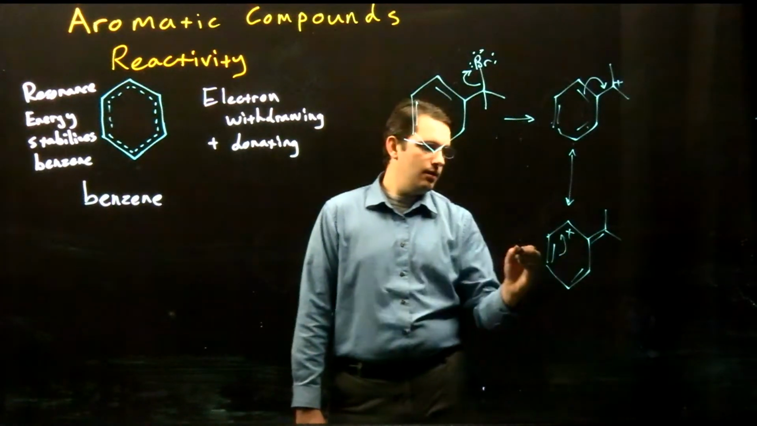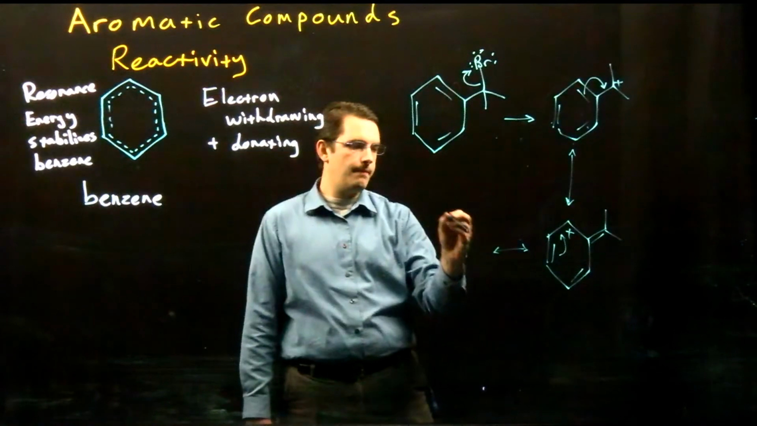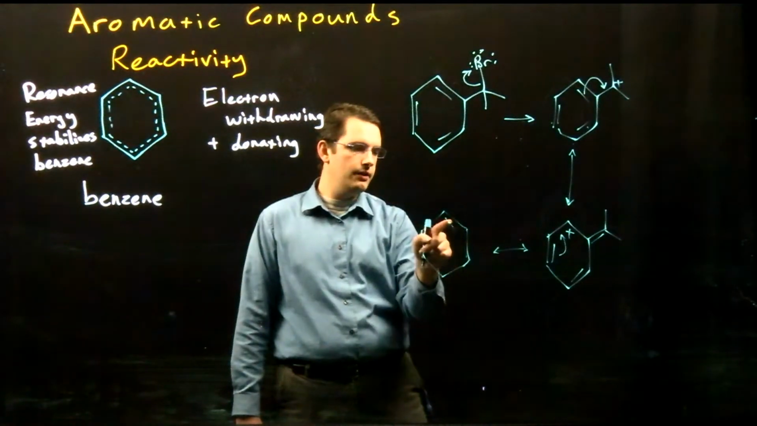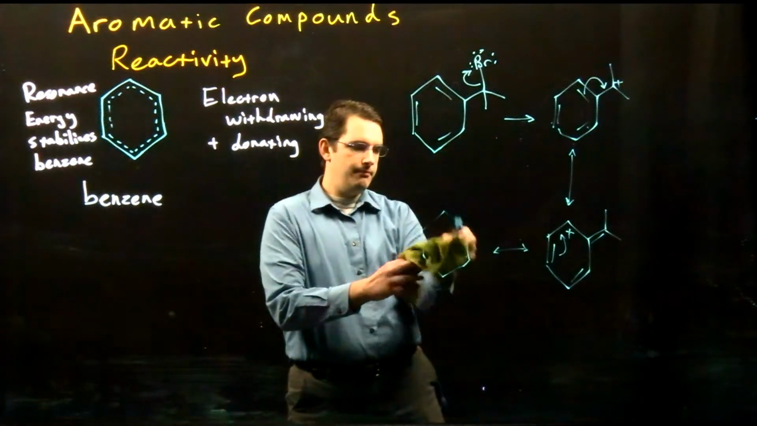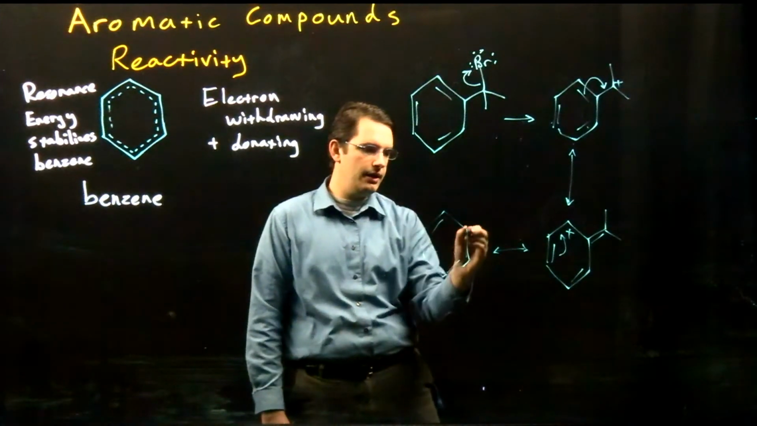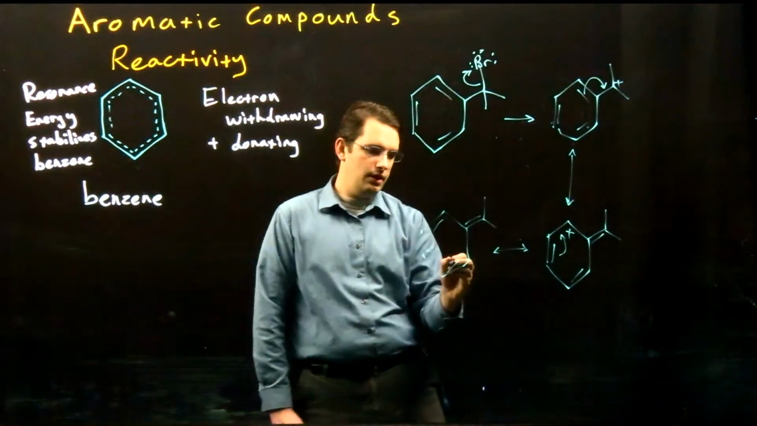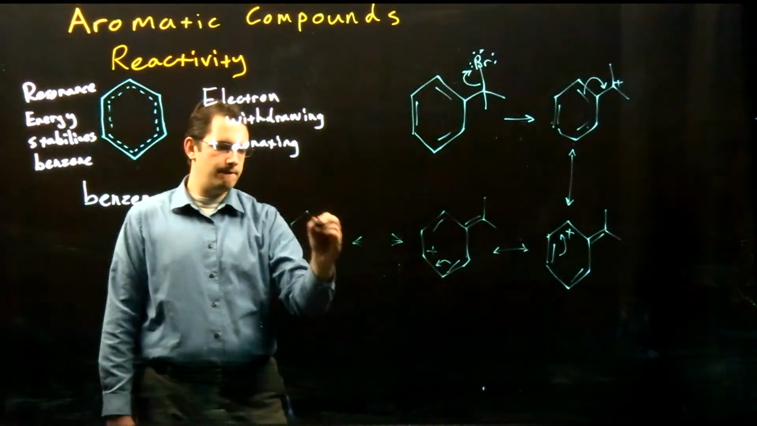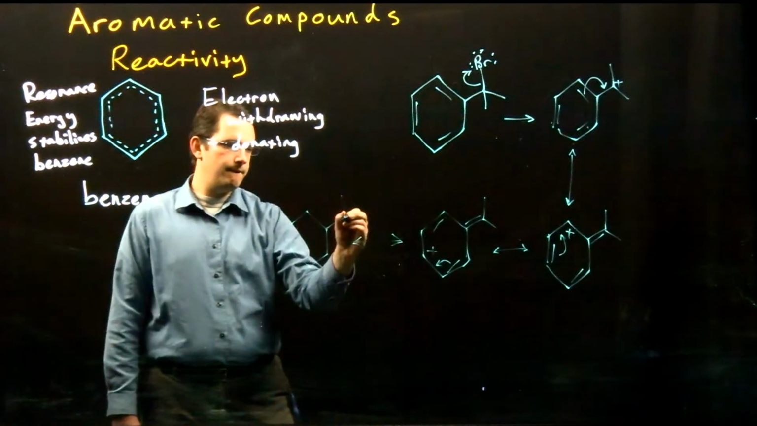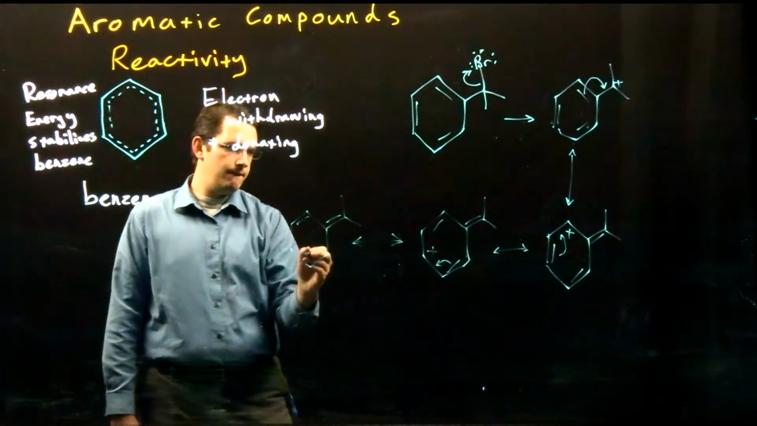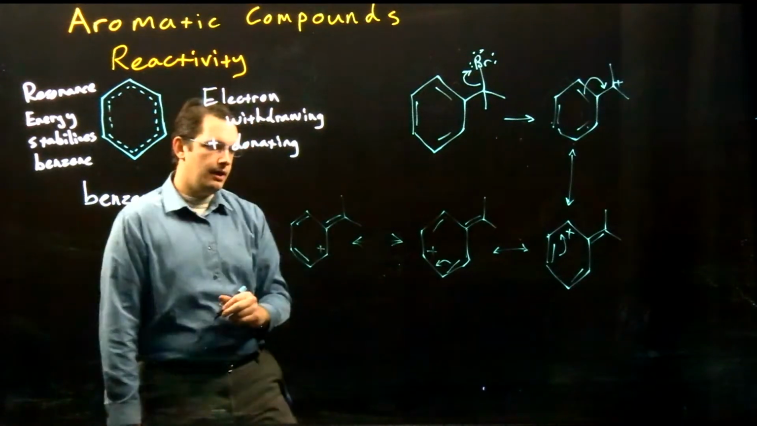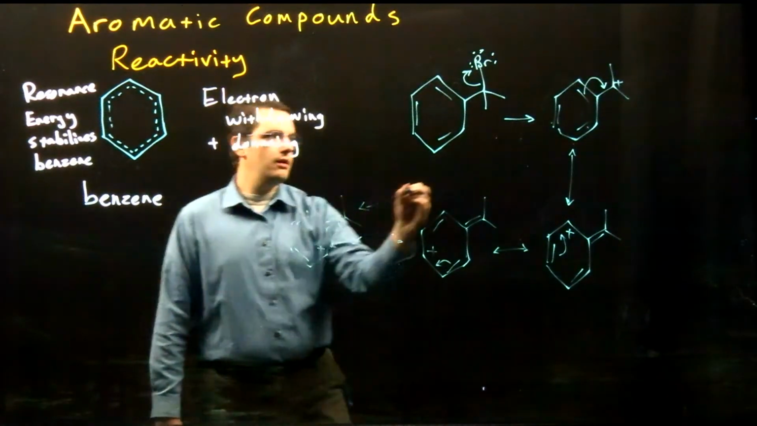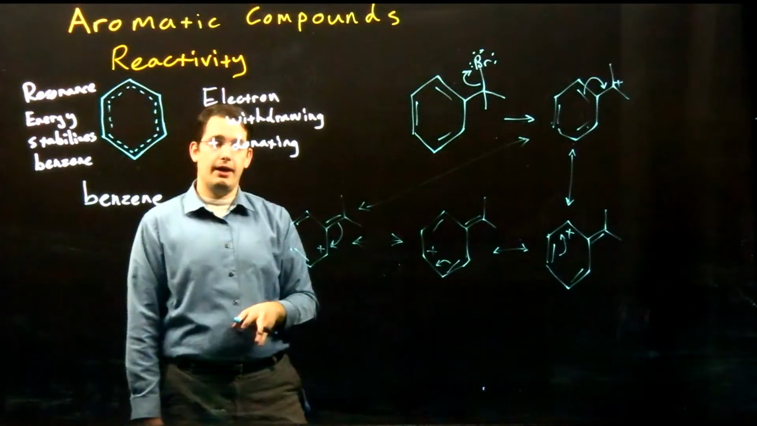We can do that again. Move this bond over. And now we have our double bond over here. Our positive charge down here. And let's do that one more time. Positive charge is over here. With one more resonance structure, we can move this over, and now we go back to our original carbocation.